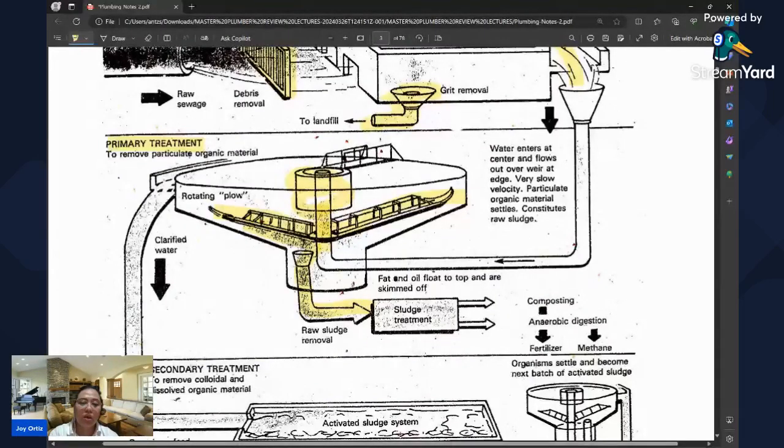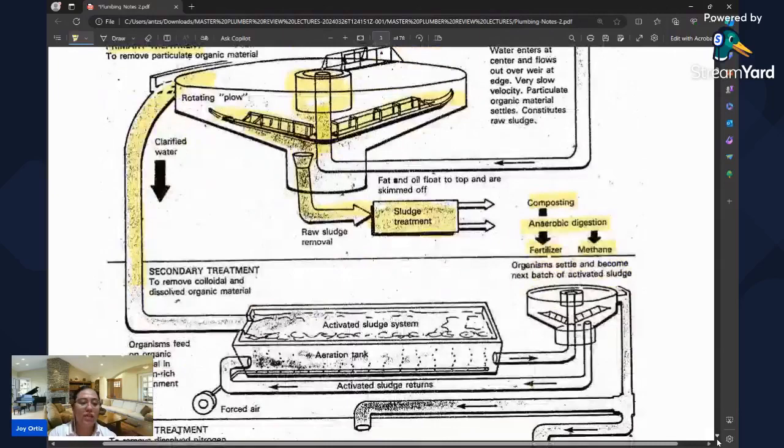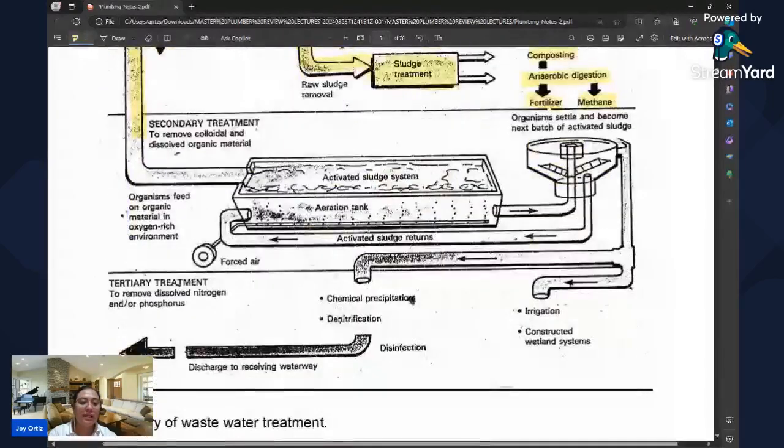Kasi, we are removing the sludge. So, sludge treatment na tayo dito. Then, yung nakukuha ng sludge treatment, it's for composting and anaerobic digestion. Then, it becomes fertilizer or methane, yung mga methane gas. Then, yung liquid na natitira will flow kasi medyo clear na siya. It's clarified water. Nandito na yung sedimentation, aerobic, and the other two. So, sa next one is going to the secondary treatment na po tayo.